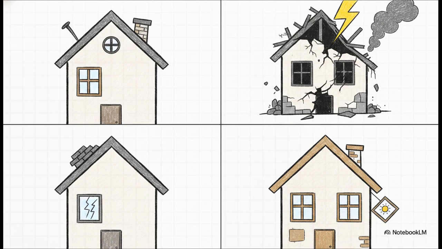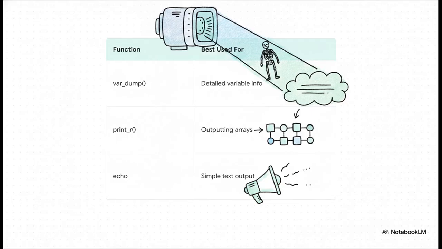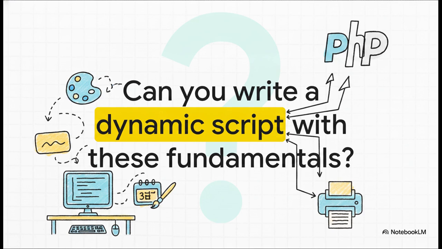To actually see these errors while developing on your workbench, you can easily configure your script to display and report all of them. When things inevitably do go wrong, you have 3 absolute best friends for diagnostics. Use echo when you just want to quickly spit out simple text. Use print_r when you need to output the contents of an array in a human-readable way. But when you are truly stuck, use var_dump. Think of var_dump as an X-ray machine. It outputs highly detailed diagnostic information about a variable, including its precise data type and length. It's a lifesaver. And that brings us to the end of our foundational build.